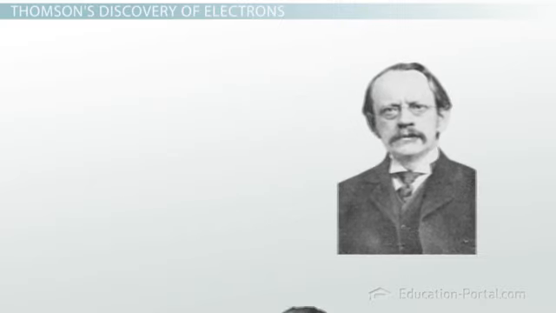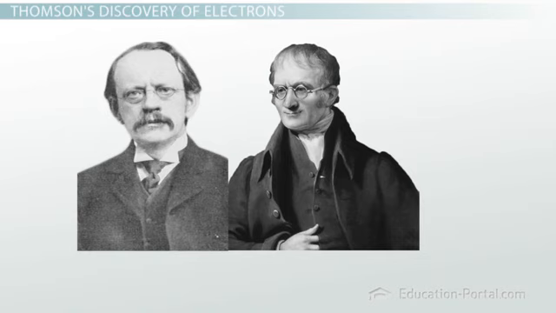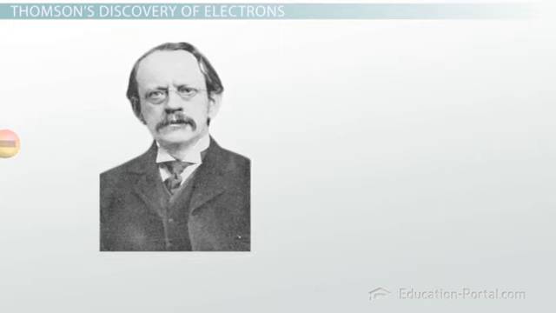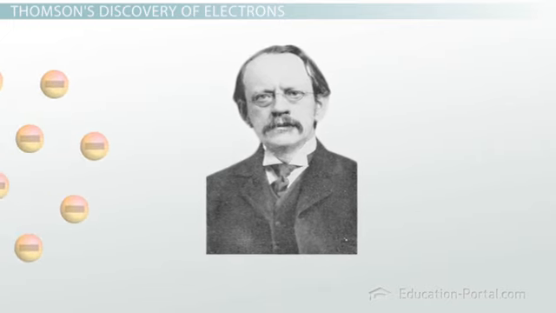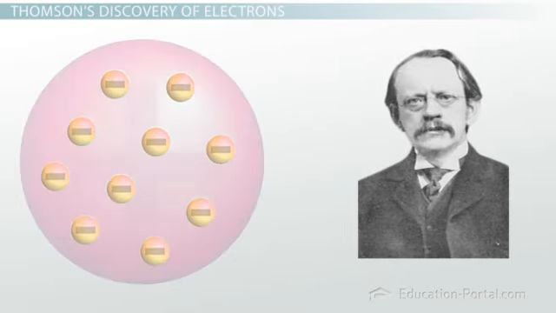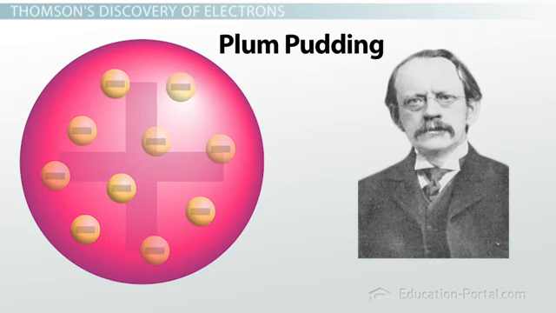From this, he decided that these particles must have come from somewhere within the atom, and that Dalton was incorrect in stating that atoms cannot be divided into smaller pieces. Thomson went one step further and determined that these negatively charged electrons needed something positive to balance them out. So he determined that they were surrounded by positively charged material. This became known as the plum pudding model of the atom. The negatively charged plums were surrounded by positively charged pudding.